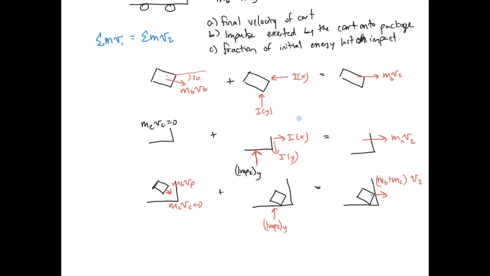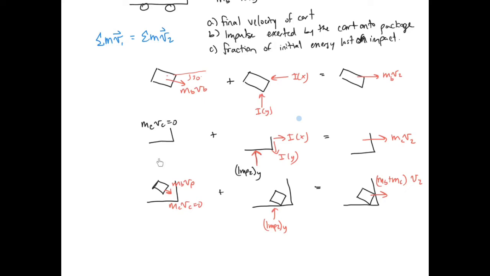Oh, and I should draw my vectors here. The answer is no, it's not true, because here the momentum is not equal to the momentum here. You can see very clearly they're going in different directions, right? So momentum is not conserved in this row.